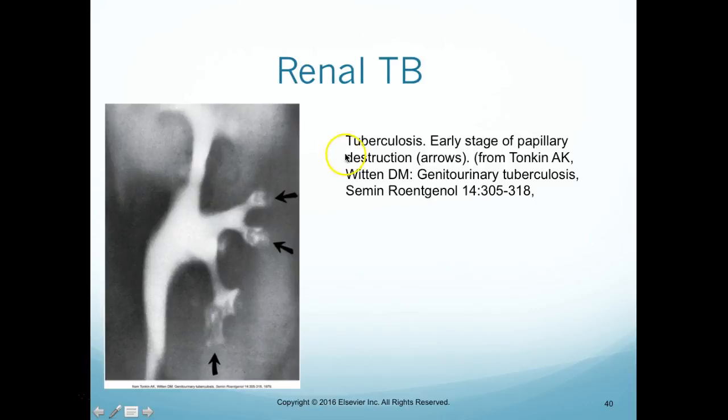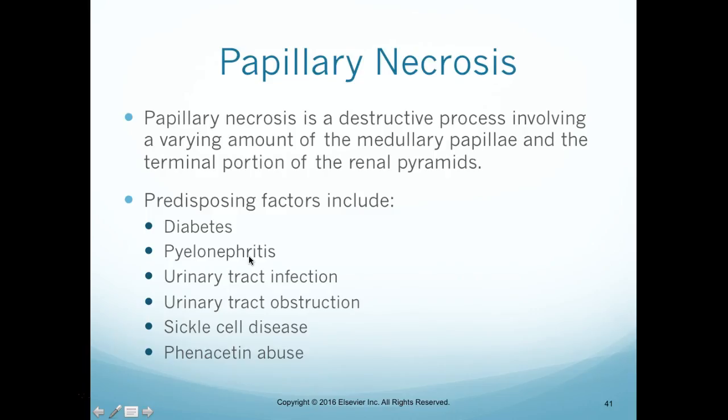So this is the early stage. So you can see the TB here. So it's very unique looking. It doesn't look like anything else. So that's TB in the renal parenchyma.